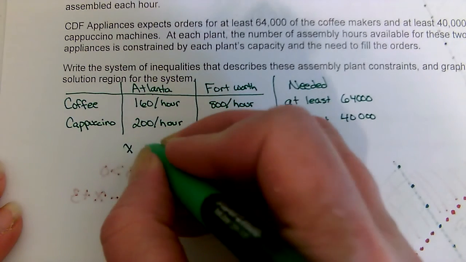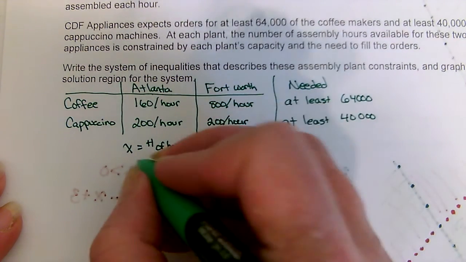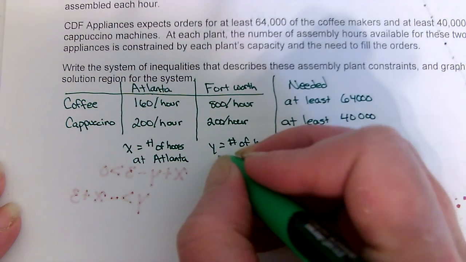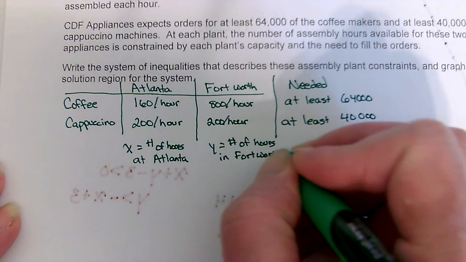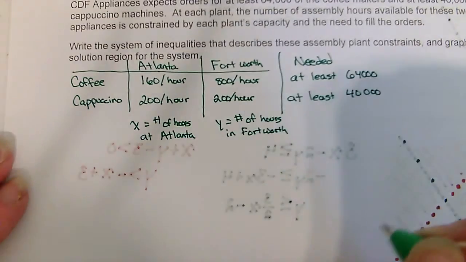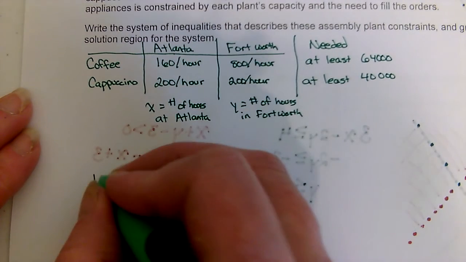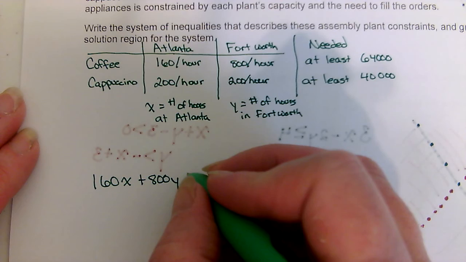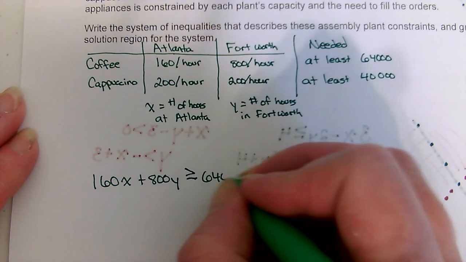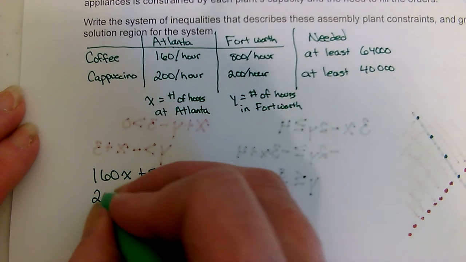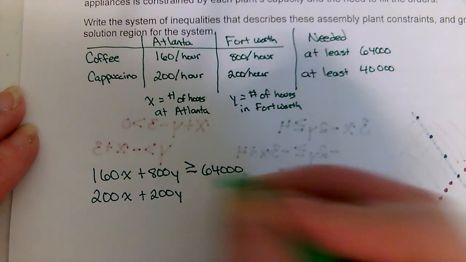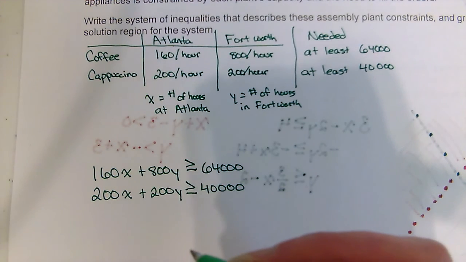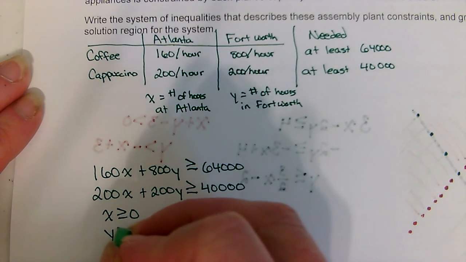Now the hours, let's let X be the number of hours at the Atlanta plant. And let's let Y be the number of hours in Fort Worth. So if it's 160 per hour, then that would be, and I'm sorry my previous page kind of bled through, 160x. And then this would be 800y, needs to be at least greater than or equal to 64,000. For the cappuccino machines, we have 200 in Atlanta plus 200 in Fort Worth, and we want at least 40,000. Now what else has to be true about these hours? We cannot have negative hours.